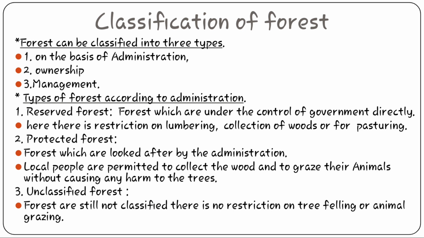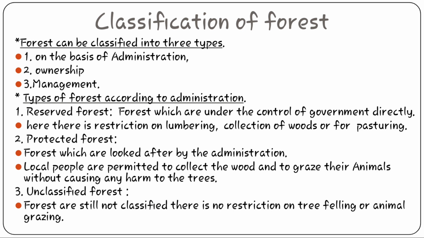Next, second one is protected forest. Please underline, forests are looked after by administration. That is government authorities are taking care of this forest. Local people are permitted to collect the wood and to graze their animals without causing any harm to the trees. Locals can come and use the forest but should not create any problem. For reserved forest and protected forest, we are having one example, that is Sariska Tiger Reserve at Alwar in Rajasthan. This is an example for reserved forest. Earlier it was in the reserved forest category, but now it is converted into protected forest. Sariska Tiger Reserve.